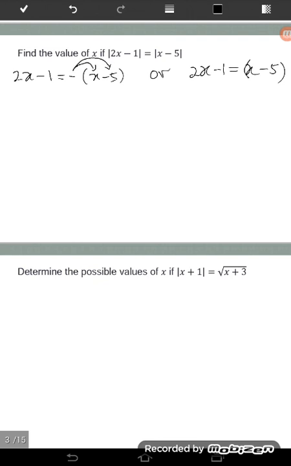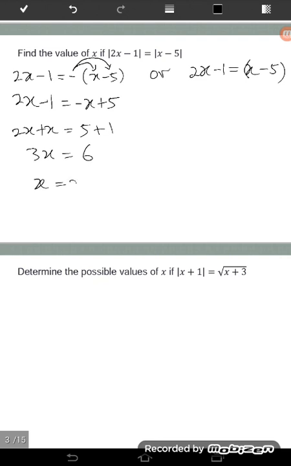Okay. So next we have 2x minus 1 equal to negative x plus 5. And then 2x plus x equal to 5 plus 1. So 3x equal to 6. So x equal to 6 divided by 3, which is equal to 2. Okay, so another one. So you have 2x minus 1 equal to x minus 5. So 2x minus x is equal to negative 5 plus 1. So x is equal to negative 4.